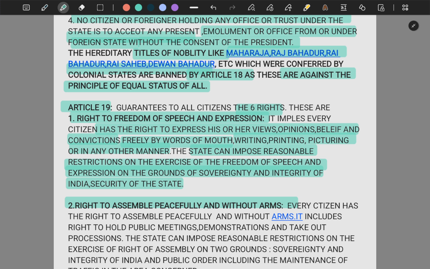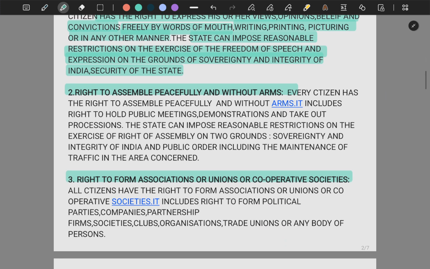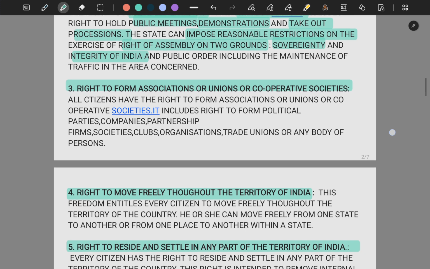Okay, and next comes the right to assemble peacefully without arms. Every citizen can assemble peacefully, but there shouldn't be any arms. They can hold public meetings, they can have demonstrations, they can take out processions, but the state can also impose reasonable restrictions on 2 grounds: if they hurt the sovereignty and integrity of India. Okay, so this is very important to understand.